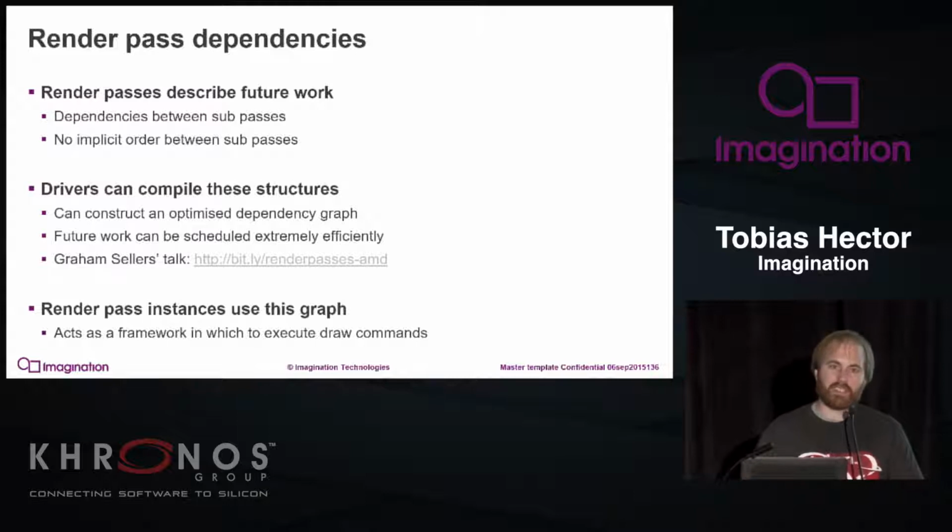There's another link on the slide deck there. Graham Sellers gave a great talk on this, on how RenderPass is used by AMD as part of a talk at GDC, and I suggest you have a look at that. He describes it way better than I've got time to do today. But the basic idea is that you generate a dependency graph, and when you actually instantiate the RenderPass, so you start rendering, the driver will use that graph to do some very efficient rendering and scheduling.